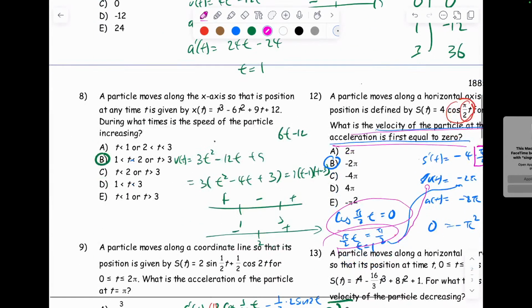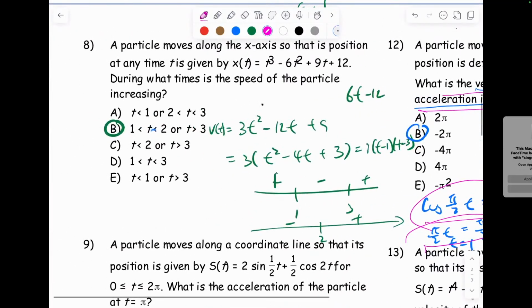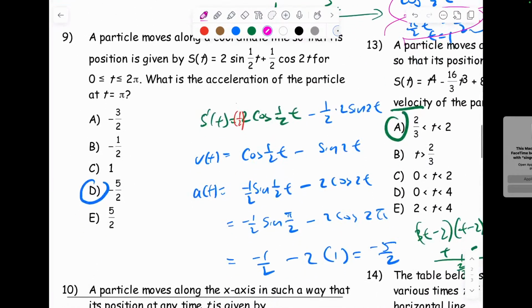Number 8, you should get B if you do it correctly. You can try it now. This is a question we didn't get a chance to talk about because it's speeding up. They say speed is increasing, so you have to do 2 number lines to compare. Did you guys do 2 number lines to compare? You have to. So compare right now, see if you got the same answer.